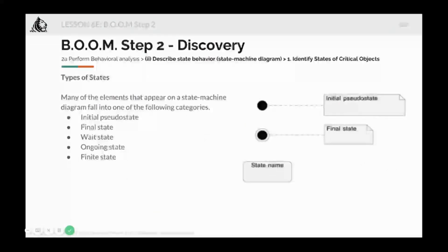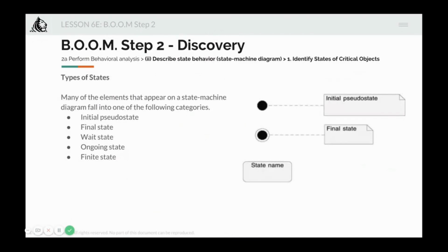Final state: this appears as a bullseye. You can see a dark circle in the center and a concentric circle on the outside. The final state may be named, and there may be more than one final state for an object. There are a number of restrictions on how you can use the final state. It may not have any outgoing transitions, and you cannot associate specific behaviors such as entry, exit, or ongoing activities.